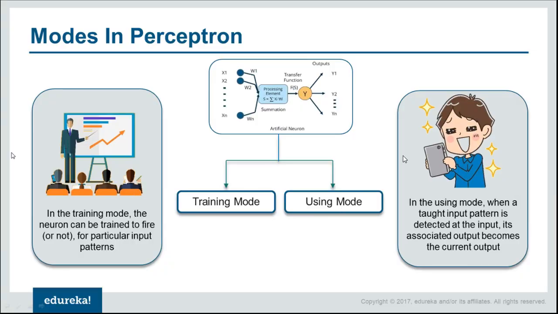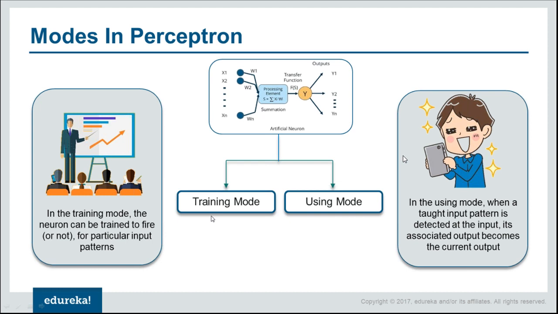So let's talk about the modes in a perceptron. What are the different modes a perceptron goes through, or even our brain goes through actually? One mode is training mode. What does training mode represent? It is when I am training. Like if I want to learn any skill, I go through some training. This is training mode. And then once I learn this skill, I might be doing a competition, and then it becomes using mode. We are using those skills.